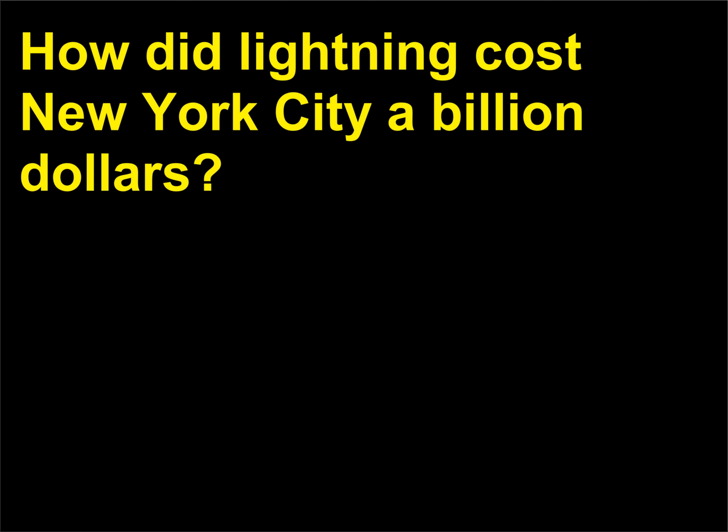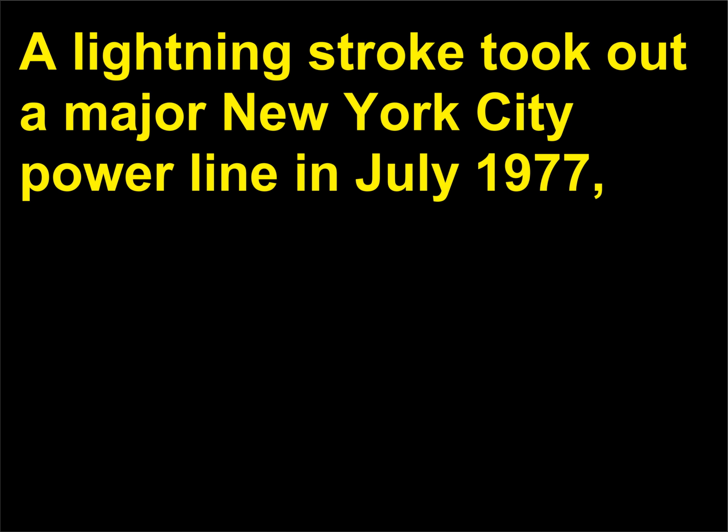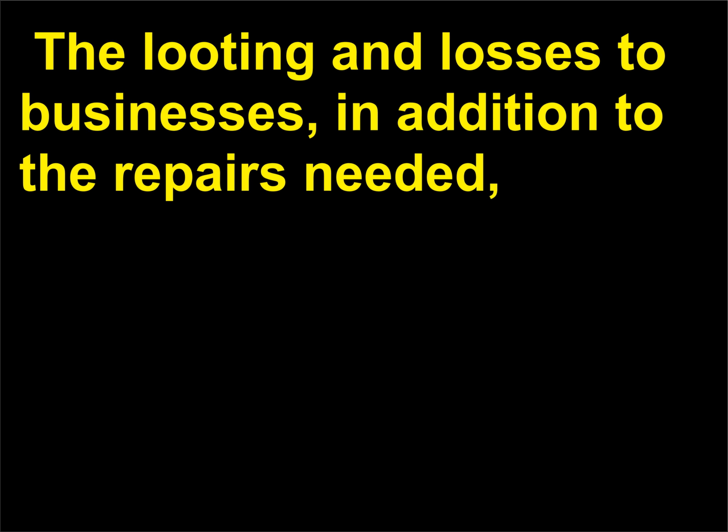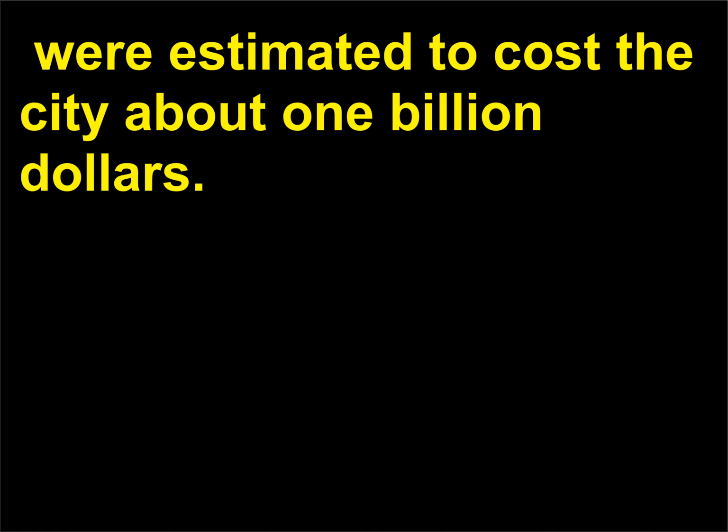How did lightning cost New York City $1 billion? A lightning stroke took out a major New York City power line in July 1977, resulting in a blackout that lasted for an entire day. The looting and losses to businesses, in addition to the repairs needed, were estimated to cost the city about $1 billion.